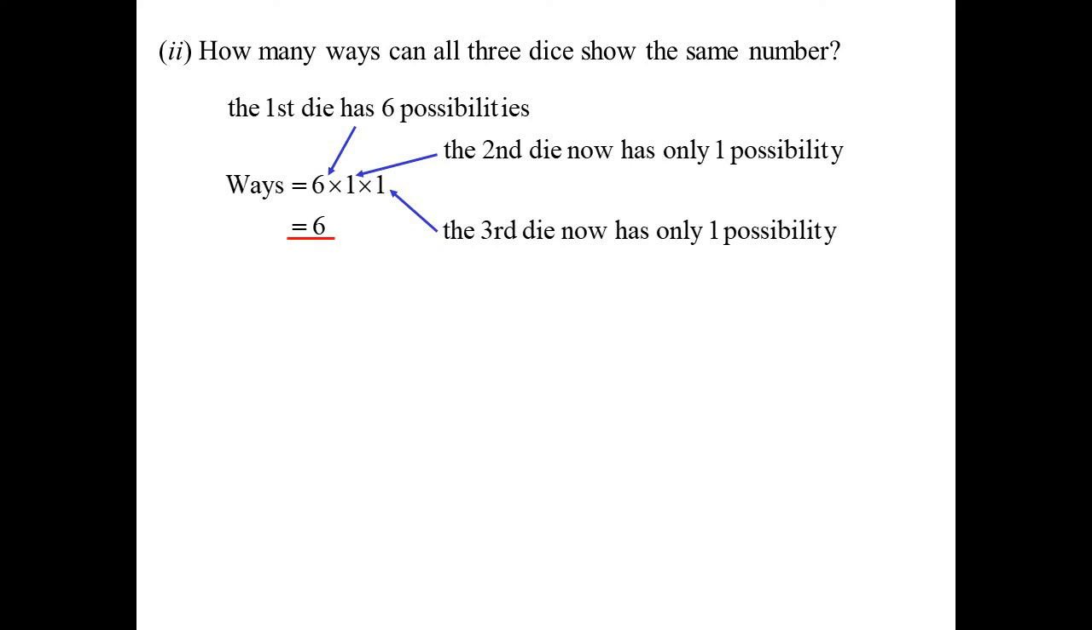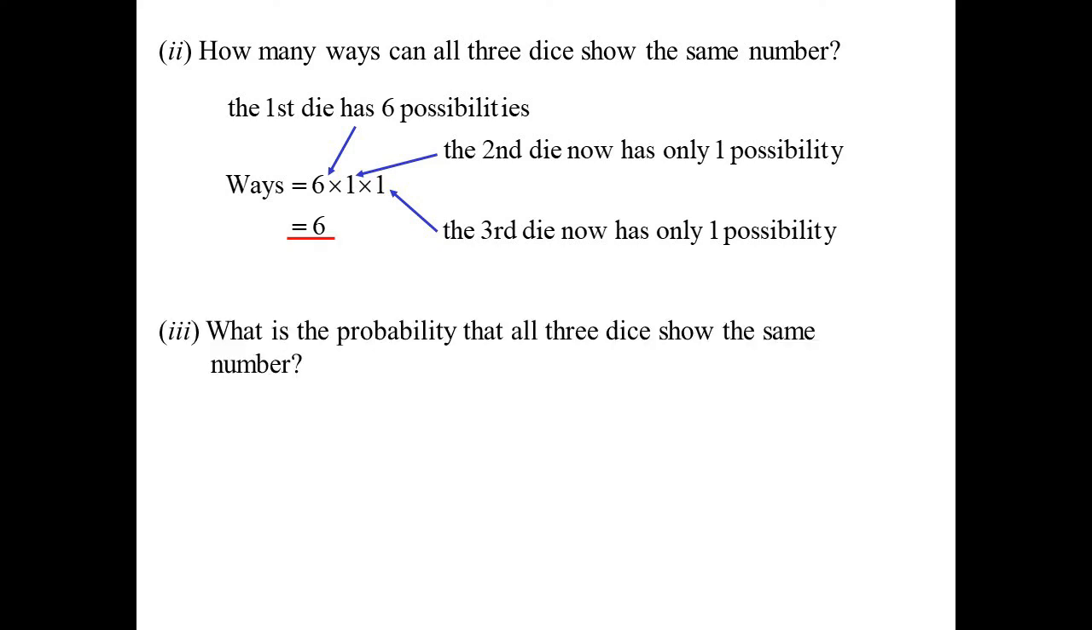This now lends itself to the logical question, what's the probability that all 3 dice show the same number? The number in the event space we just worked out was 6, over the number in the sample space is 216. So 6 over 216, we have a 1 in 36 chance of that happening.